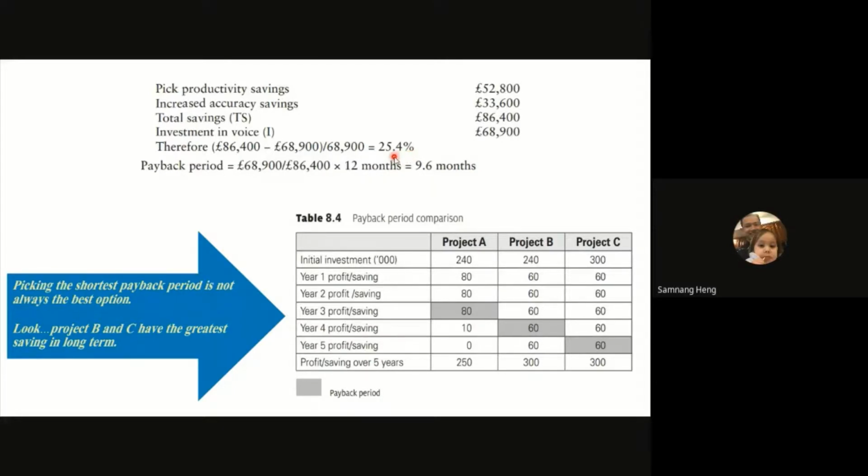Could you tell me why we have to calculate the return on investment? Why do we have to find the return on investment? Like 25.4%. Why do we need to find 25.4%? You need some more time to think? Yes. Okay, can anyone else help? Want to step in and help your classmate?